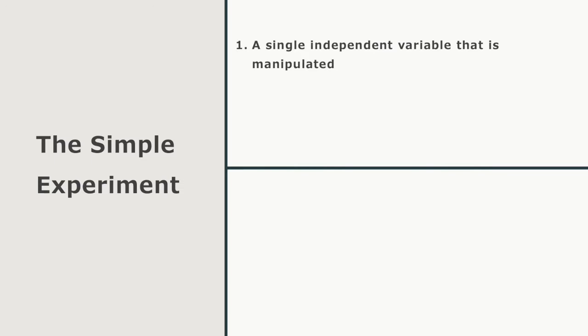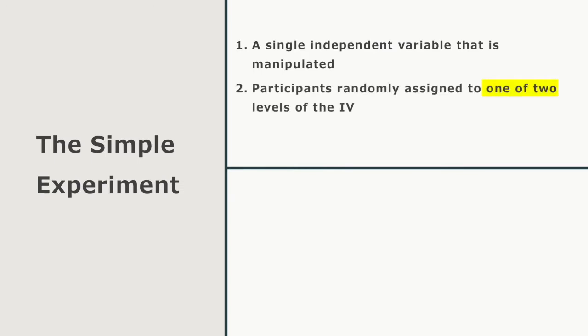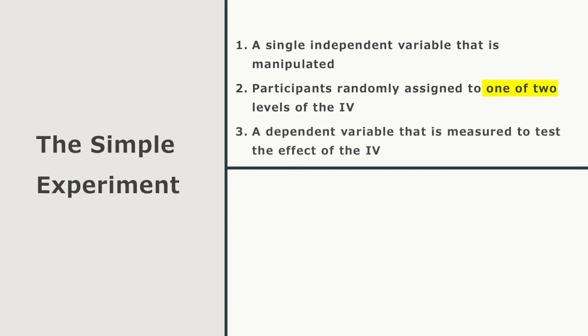The other thing required of a simple experiment is that the participants are randomly assigned to one of two levels of the independent variable. There are just two groups. You take your independent variable and you create two versions of it, two conditions of it, and then you assign your participants to one of those two conditions. So it looks something familiar. We'll see it here in a second.